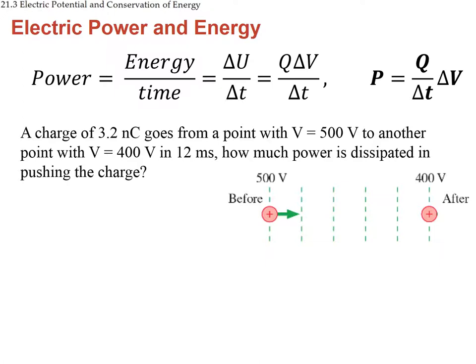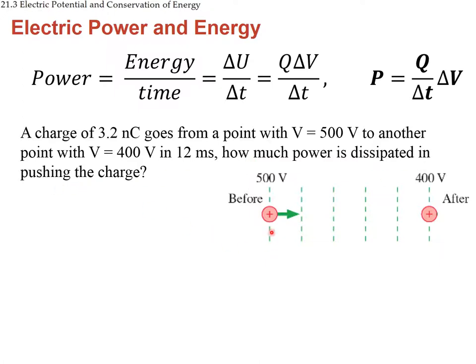For instance, in this case, we have a charge of 3.2 nanocoulombs going from this point where the voltage is 500 volts to this one, where the voltage is 400 volts, and it is taking 12 milliseconds. The question is, how much power is dissipated as this happens?